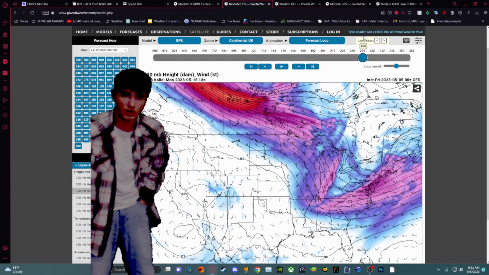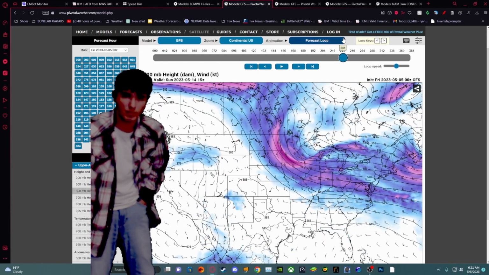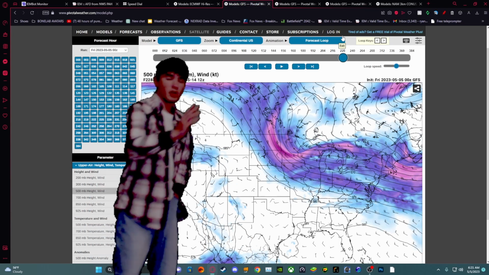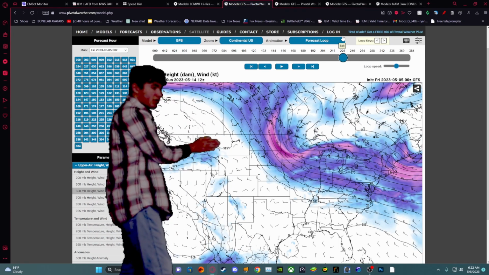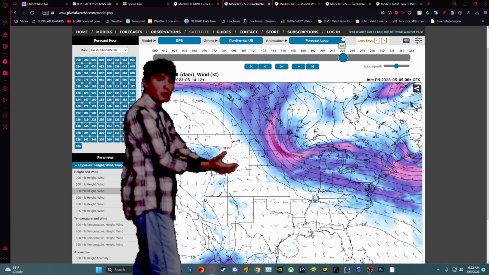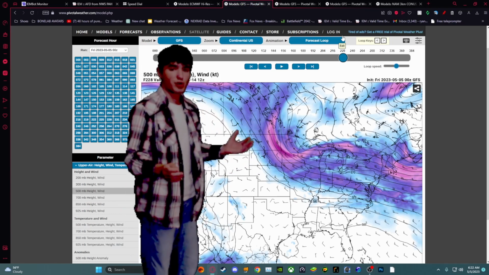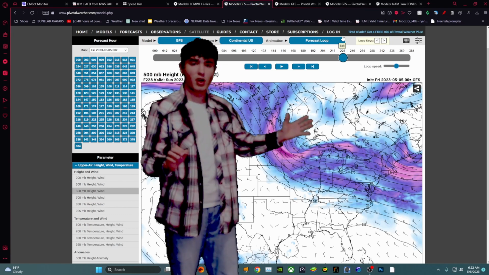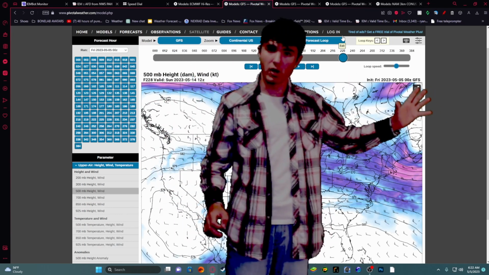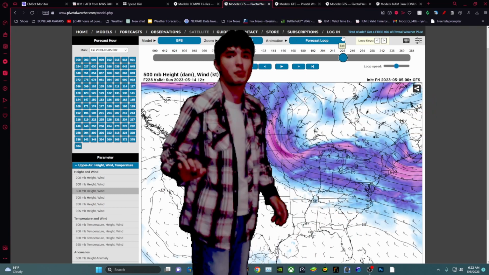And then you could see this negative tilted trough come in from Canada, out of any places, because the jet stream has been pushed up, instead of moving like this, because we're transitioning from La Nina to El Nino. We're transitioning from warmer temperatures in the Pacific Ocean to cooler temperatures in the Pacific Ocean.